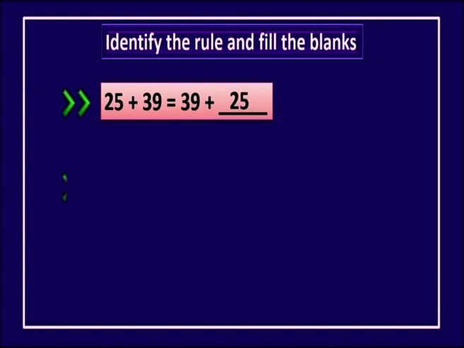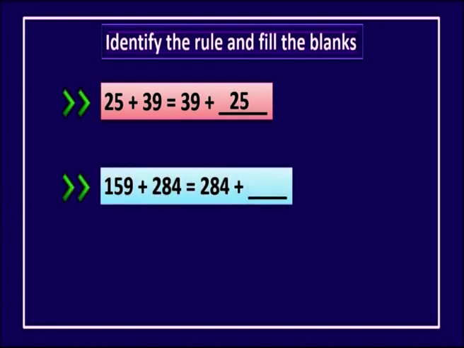Isn't it, children? Understood how to fill in the blanks here? Now I will give you another question. Please do it. 159 plus 284 gives you 284 plus which number, children? That's great. It is 159. You are absolutely right, children. I think you are identifying the rule properly here. Now I will give you one more question. This is a little different from your previous one.